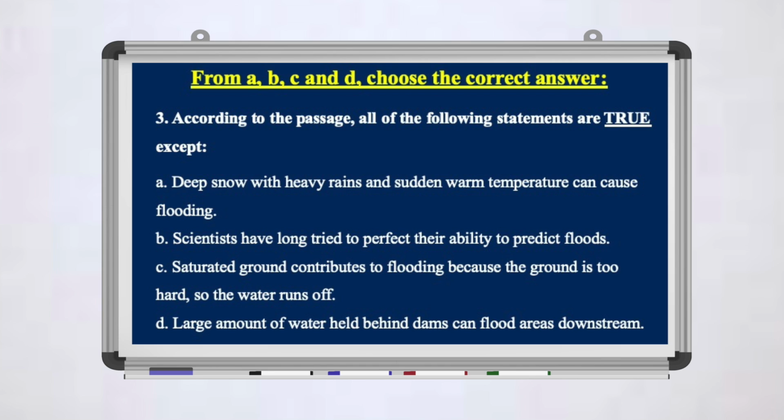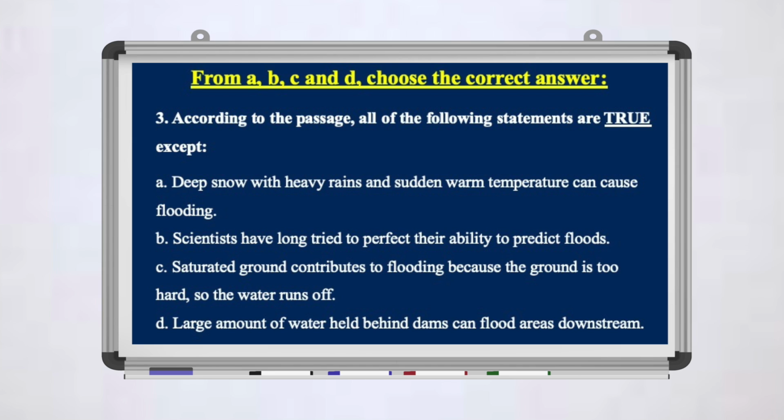Now, according to the passage, all of the following statements are true except. So there's one statement that is not true. It is false. So pay attention to that. A, deep snow with heavy rains and sudden warm temperature can cause flooding. B, scientists have long tried to perfect their ability to predict floods, which is also true. C, saturated ground contributes to flooding because the ground is too hard, so the water runs off. And for the last sentence, large amounts of water held behind dams can flood areas downstream.